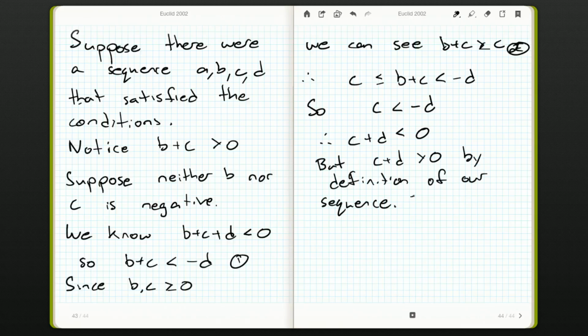So this is a contradiction. Right? Our sequence tells us we should have one thing, but our math, our logic, says we should have another. So that's a problem. We have two assumptions here. We suppose that there was a sequence that satisfied the conditions, and we suppose that neither B nor C was negative. So at least one of those assumptions is wrong. Right now, all we can really say is that supposing neither B nor C is negative is wrong.